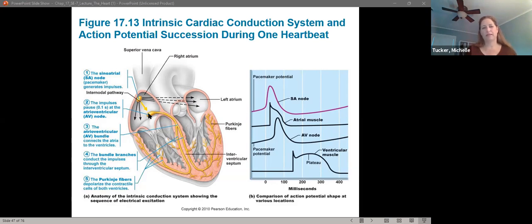So from the AV node, we have the atrioventricular bundle, sometimes it's called the bundle of His. To the right and the left bundle branches, which then further branch into the Purkinje fibers. So you do also need to know this diagram and the pathway, so the sequence.